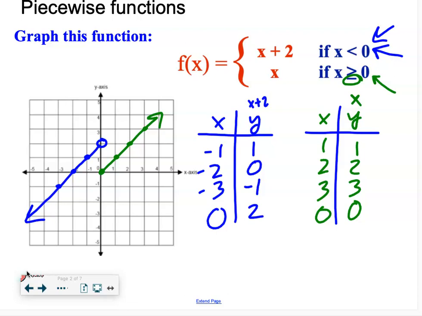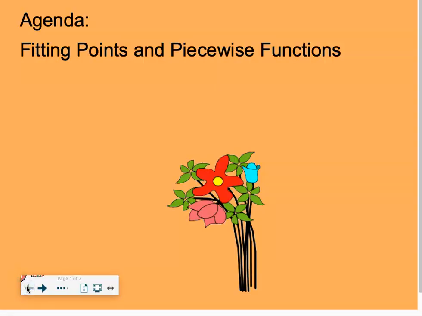All right. I hope it helped because I have another one for you to try, but first I have to intro the lesson. Today we're doing a lesson that doesn't have a section number. It's not in your book. It's called Fitting Points and Piecewise Functions. It's a made-up lesson that we are adding into this chapter. So you can give it any number. If you want to call it 3.9, you can. Just know that there's no 3.9 in your book.